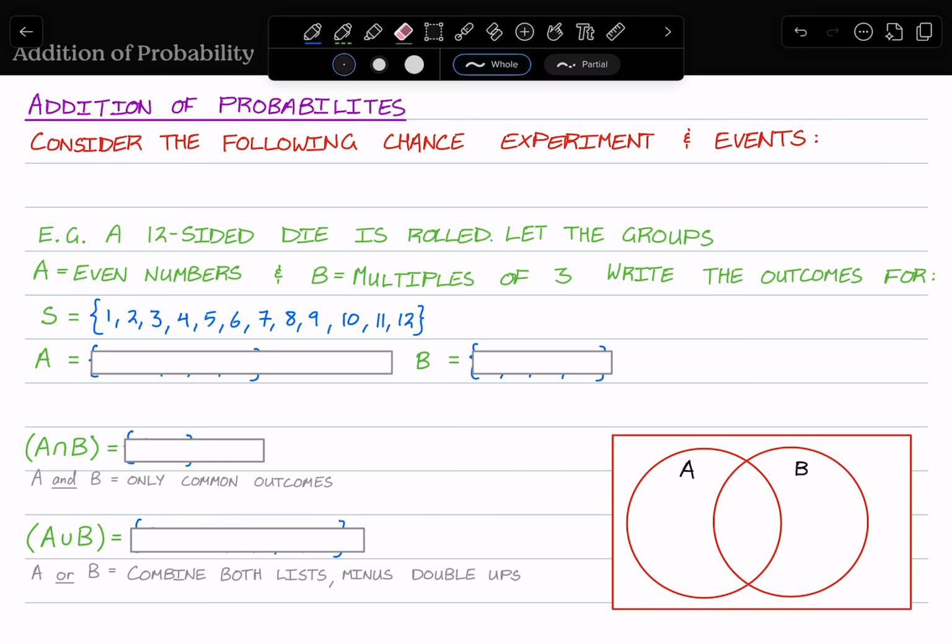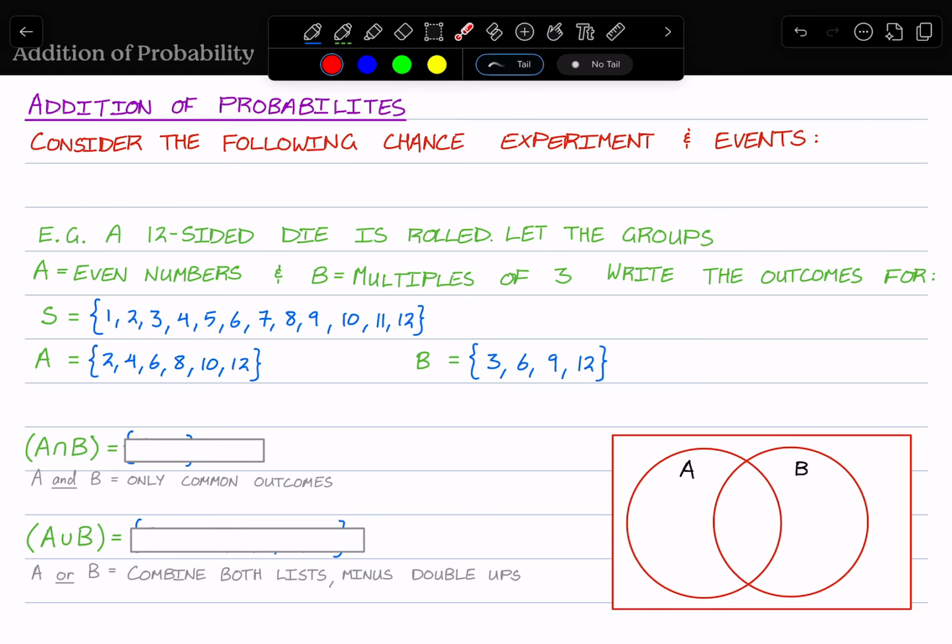So that there is our sample space. It's just 1 through to 12. Group A are even numbers, so 2, 4, 6, 8, 10, 12. And group B are multiples of 3, so 3, 6, 9, 12.